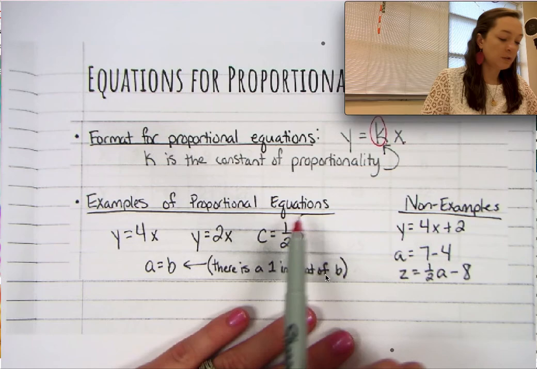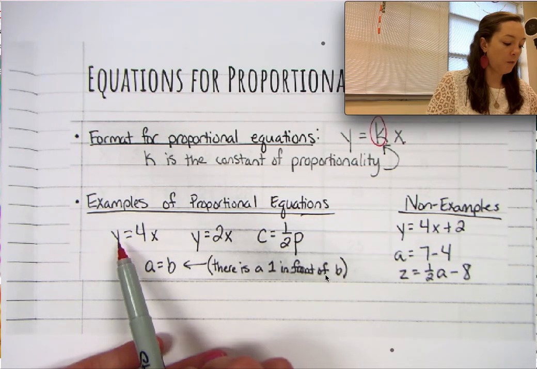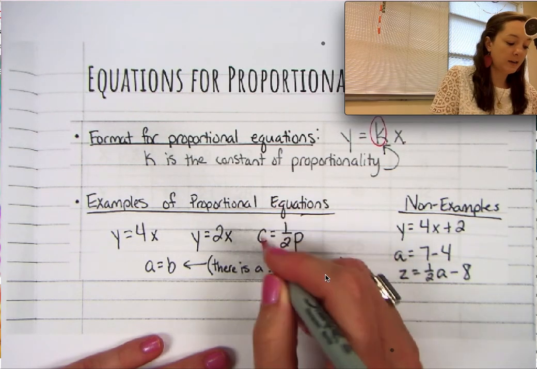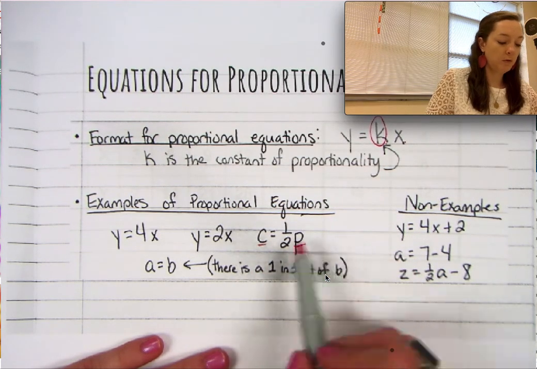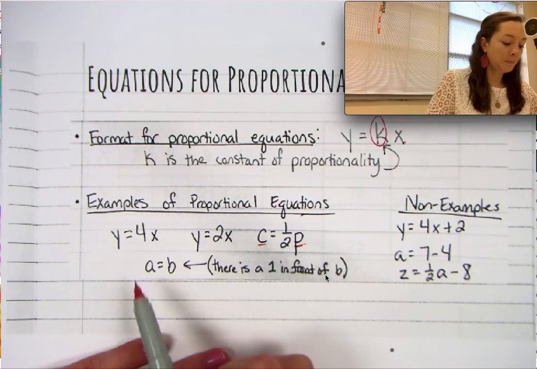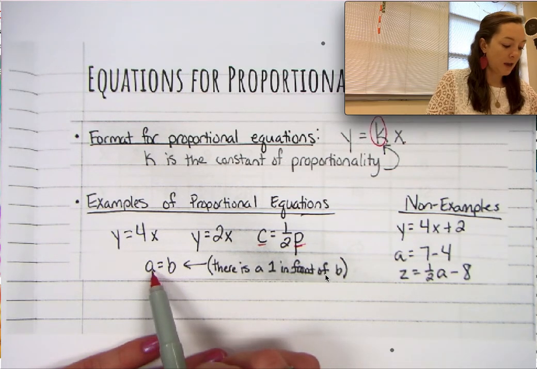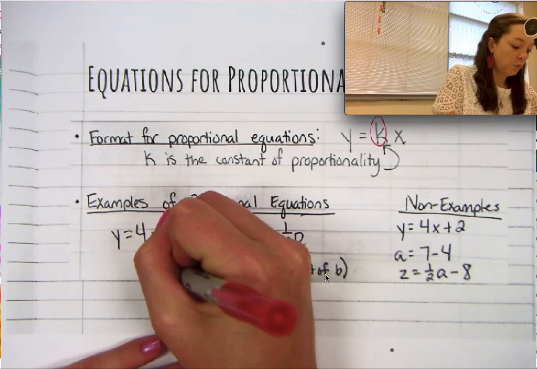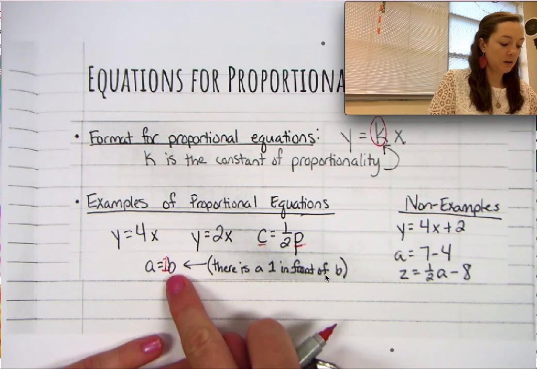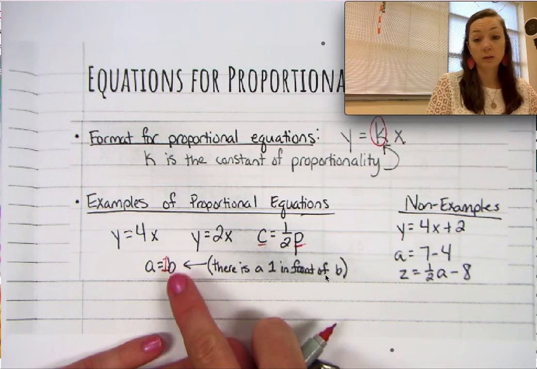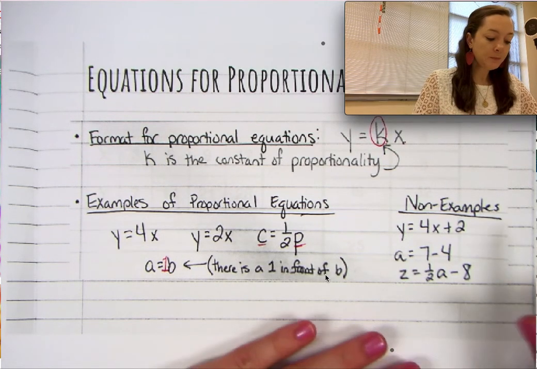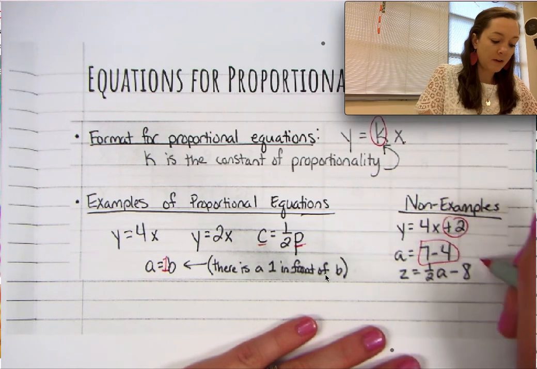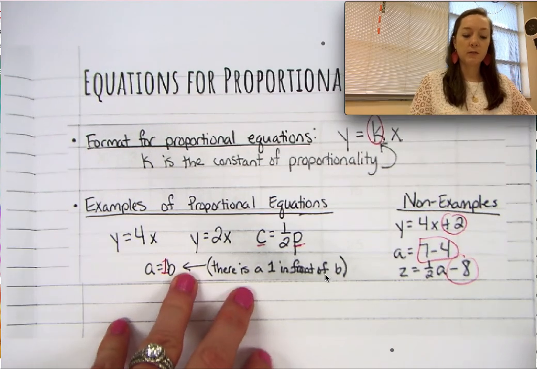And then examples of proportional equations. You've got y equals 4x, y equals 2x, or it doesn't have to be y and x. It can be any other variable. C equals 1/2 p. And then also remember, if we have a equals b or y equals x, there's understood to be a 1 in front of that variable simply because there's only one of them. Okay? And non-examples, remember they have extra stuff, they don't have a variable, or they have some other things in there, okay?